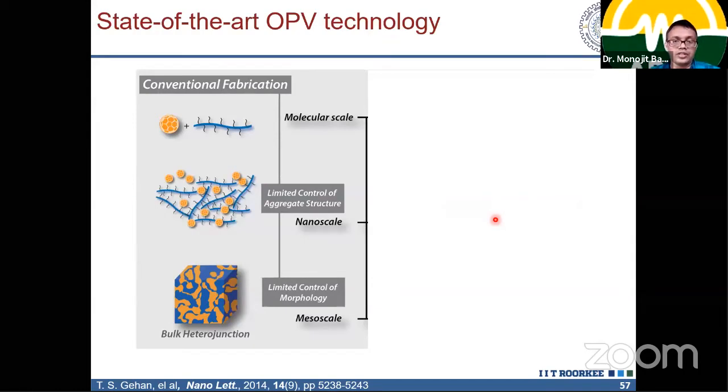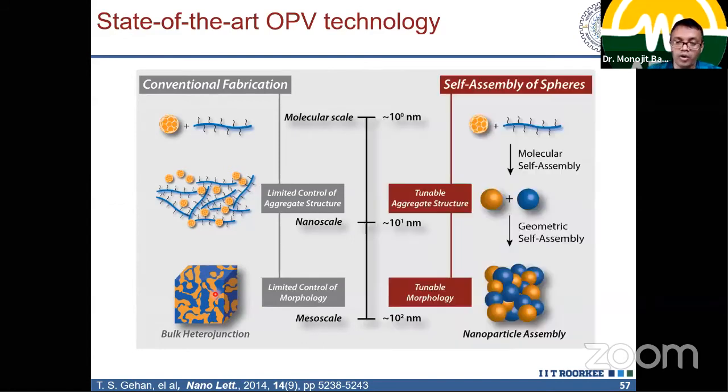So the conclusion is, if you have conventional device fabrication, you have P3ST and PCBM, or basically polymer and PCBM, that is the molecular scale, and then you have very limited control of how this polymer and PCBM aggregate, and very limited control over morphology, and that's how you get the bulk heterojunction morphology. Our approach is to take the polymer and the donor and acceptor separately, make them into spherical nanoparticles, and then pack them by geometrical packing. So you have molecular assembly here, you can control the aggregate structure within this particle, and then you can tune the morphology depending on the particle size, particle ratio, and the number ratios, right?